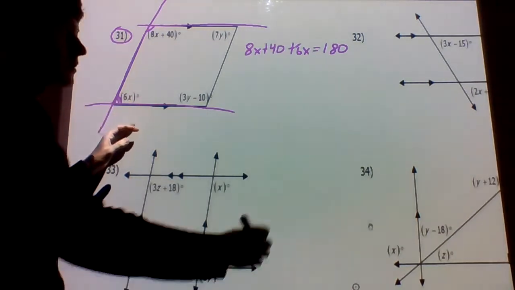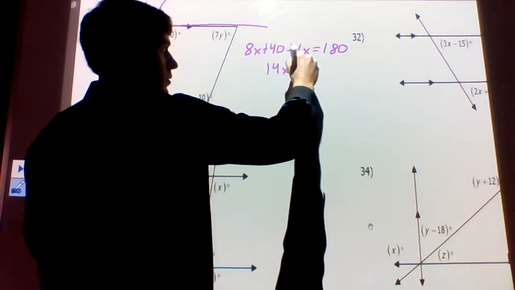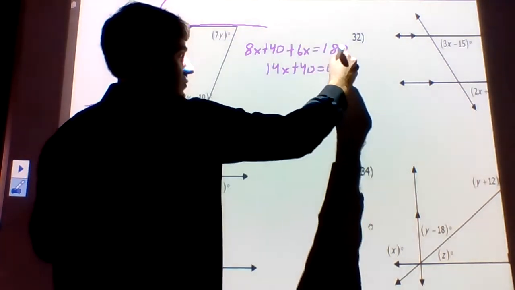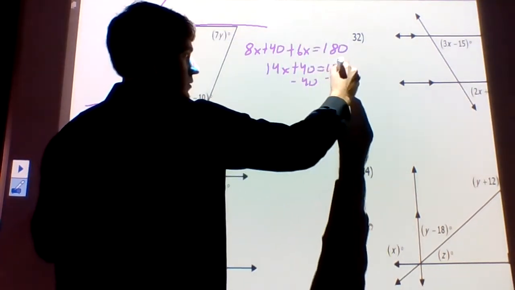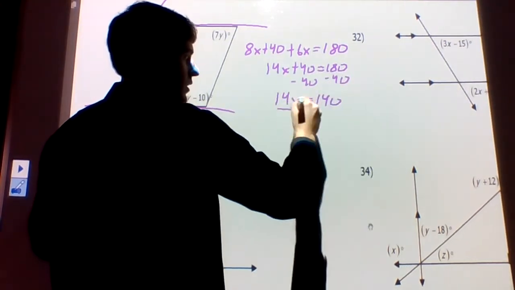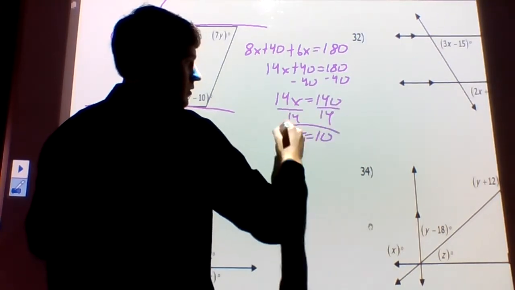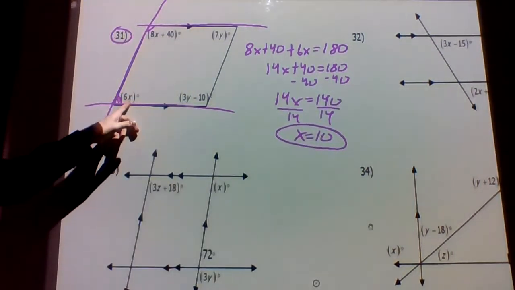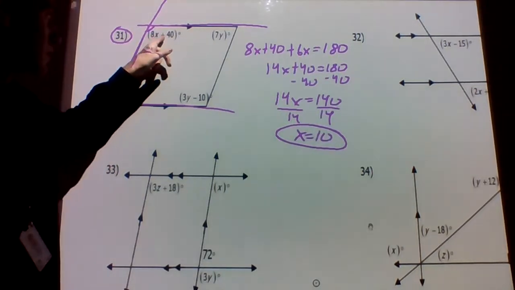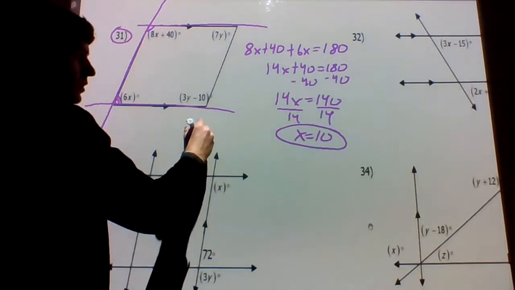Combine like terms, this is going to be 14x plus 40 equals 180. We subtract 40 from both sides, and we get 14x equals 140. Divide by 14, and x is going to be equal to 10. We can substitute back in to check. That's going to be 60, 120. That's good. Our other equation then, here's our other transversal.